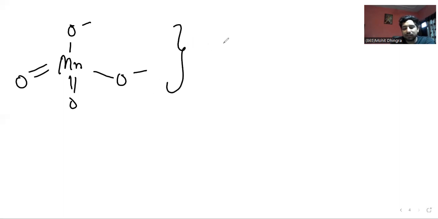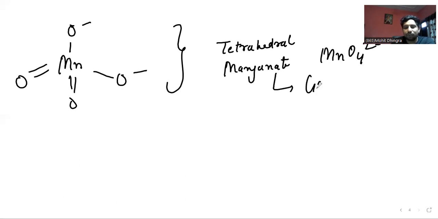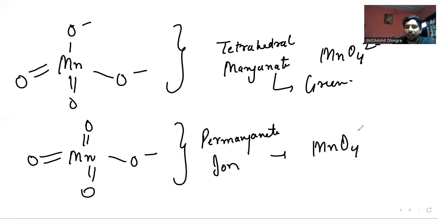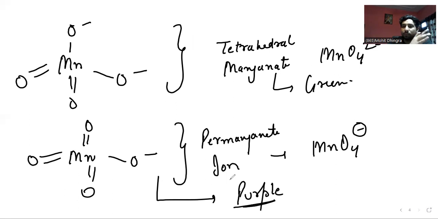And what are its structures? See, Mn with O-, double bond O. This is the tetrahedral manganate, which is MnO4 2-, and it is green in color. And this Mn with double bond O, O-, double bond O and double bond O is the permanganate ion, which is MnO4 -, and it is purple in color. So these two compounds, potassium dichromate and potassium permanganate, you have to remember, and the manganate ion and permanganate ion are very important.